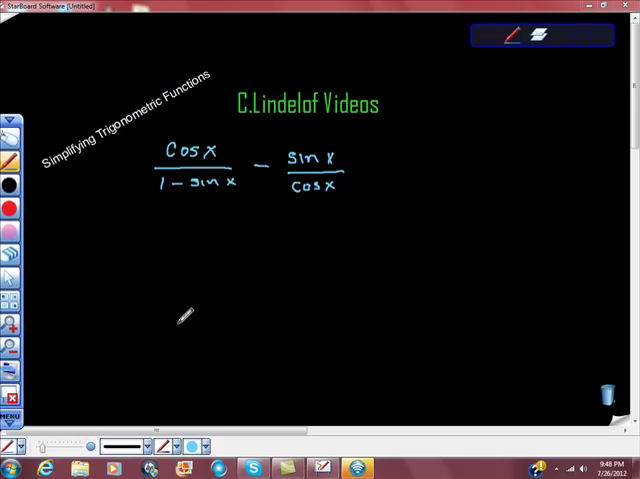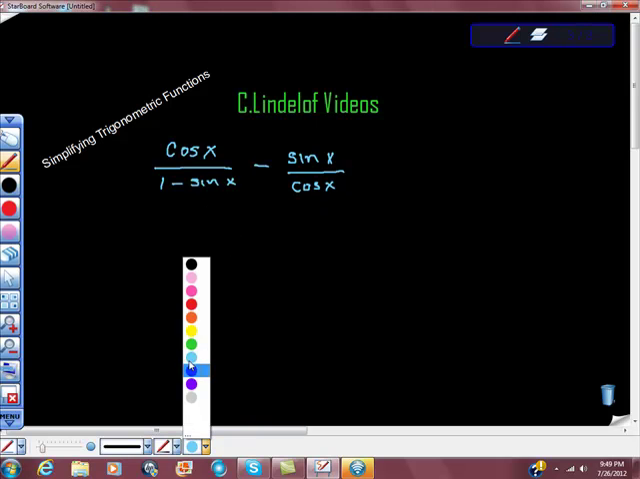Some quick work on simplifying trigonometric functions here. What am I going to do here? You know what? I'm just going to treat this like it's an algebra problem. That's how I'm going to solve this, or like any other problem. We don't have a common denominator. I'm going to try to get a common denominator. And the common denominator is going to be this times this.